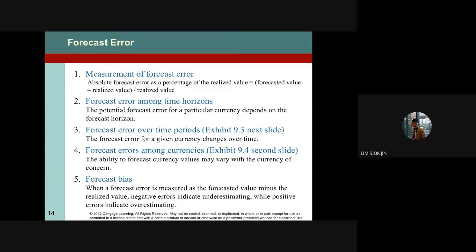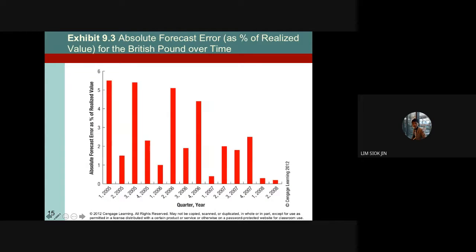It can be wrong at a certain period of time when the fluctuation of the exchange rate is more volatile, and it can also be a better forecast during a normal period of time. So you can split it into different time horizons. Moving to the next slide, you will see the percentage of absolute forecast error of the British pound over time. You can look at 1, 2, 3, 4 of 2005. What is this? It's the first, second, third, and fourth quarter. So you split the time horizon by every 3 months.